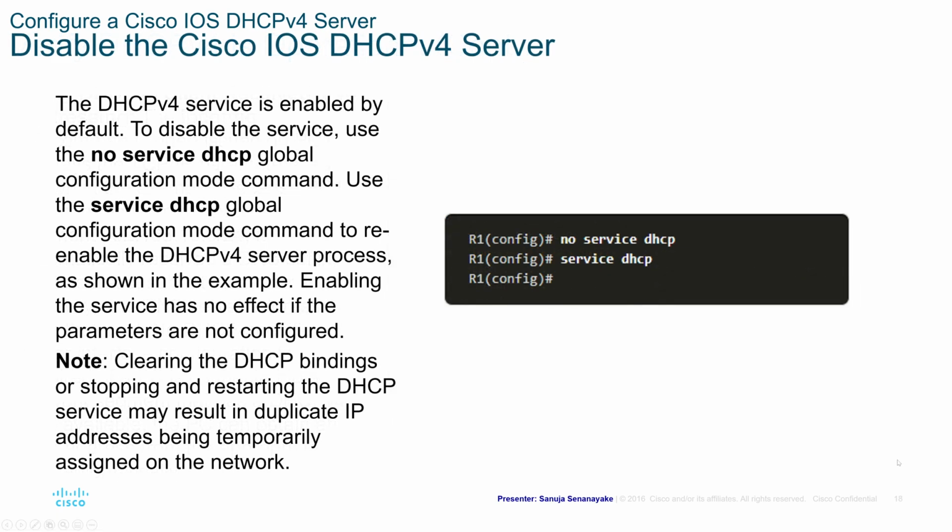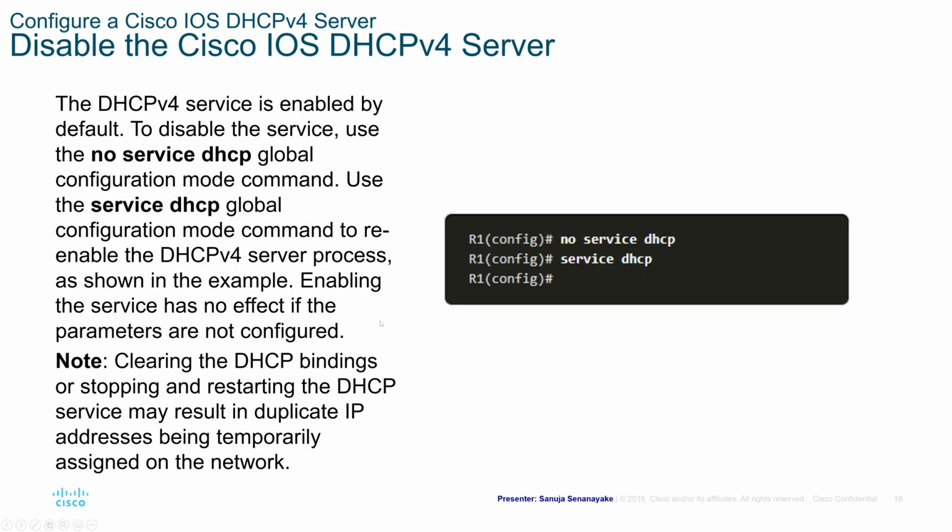Disable the Cisco IOS DHCPv4 server. There are situations where you don't need the DHCPv4 server running on your Cisco device. How you can do it is to run the no service dhcp command in global configuration mode. You can also use the service dhcp command in global configuration mode to re-enable the DHCP version 4 process, and it is shown here on the right-hand side. They turn off the DHCP server by running no service dhcp, and turn it back on by running service dhcp.